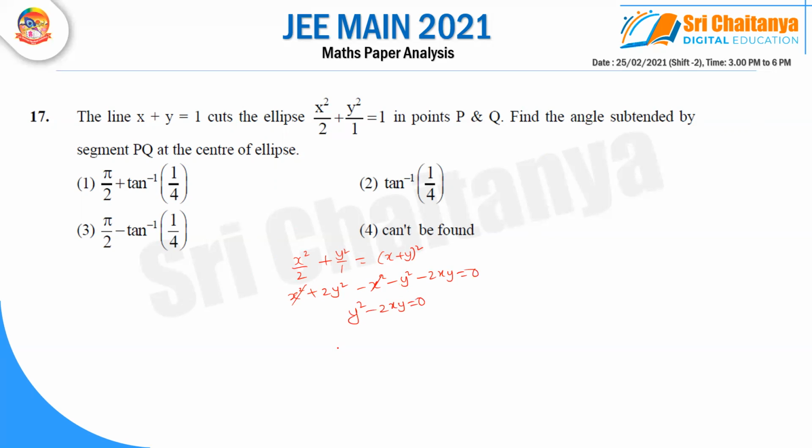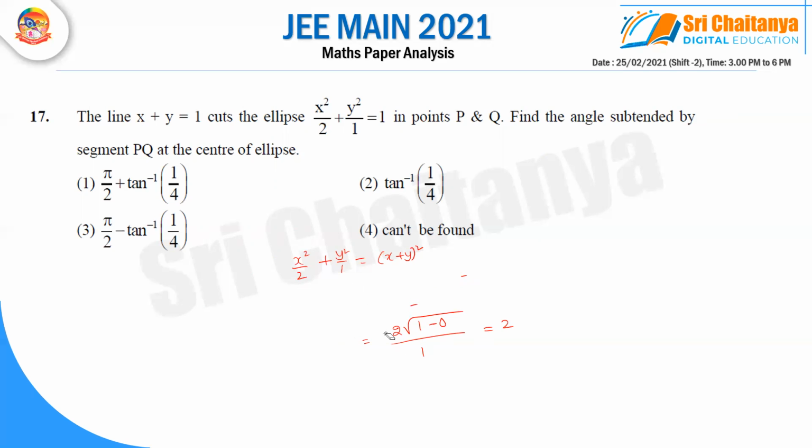Now the angle between them, if someone is asking, I will write tan theta equal to 2 root of h square minus ab by a plus b. So I got it as tan theta equal to 2. Sorry, here we did one mistake.